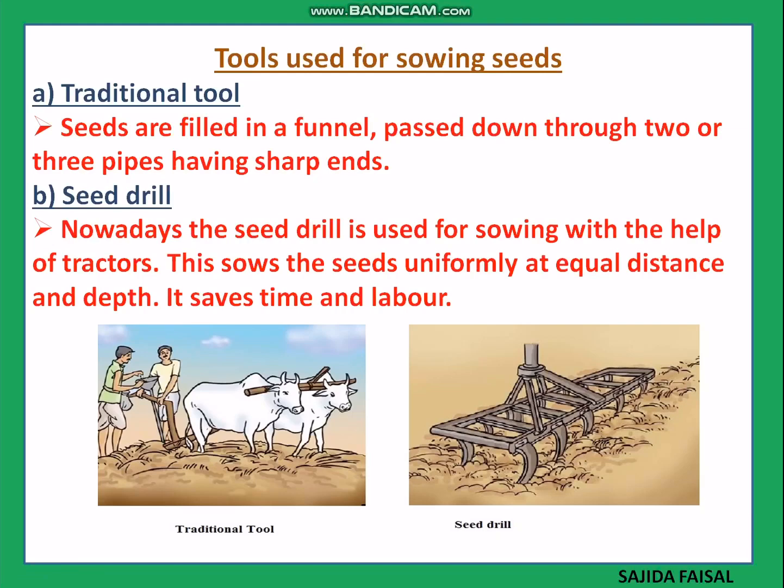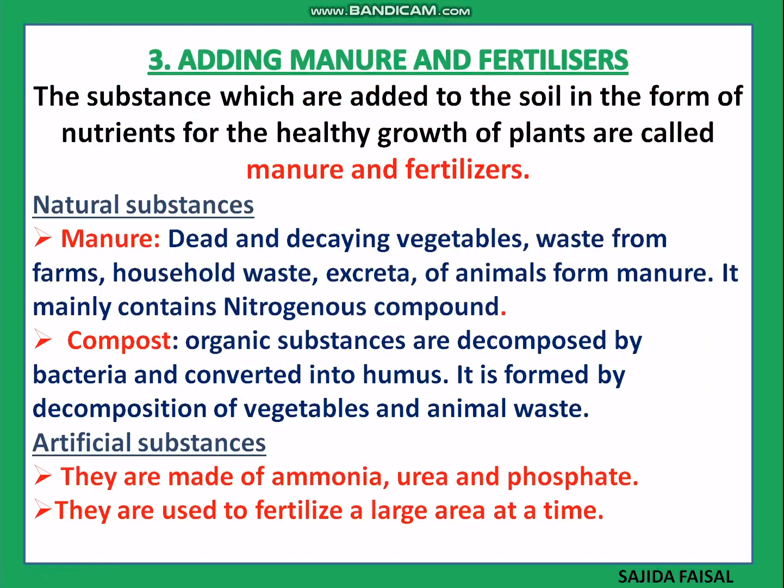The second one, nowadays we are using the seed drill, because the seed drill sows the seed uniformly at equal distance and depth, correct depth and equal distance it is doing. There are 2 tools we are using for sowing seed, traditional tool and seed drills. Understood? Then next, third step, adding manure and fertilizers.